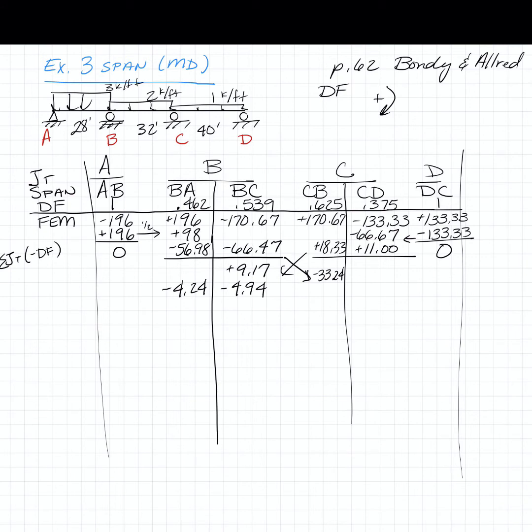So now I only have this one thing at the joint. After the first couple rows, it gets much quicker. And I'm distributing. When I add those 4 numbers up, they should be 0. Same thing over here. 33.24, negative times a negative 0.625, and I get plus 20.77 and plus 12.47.